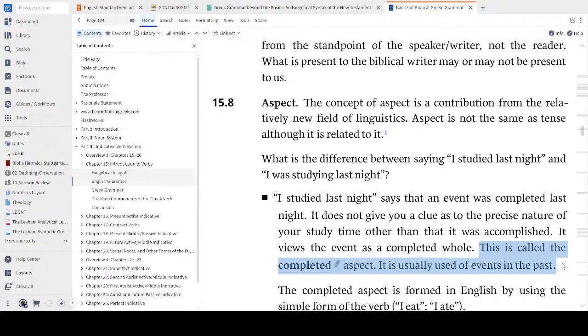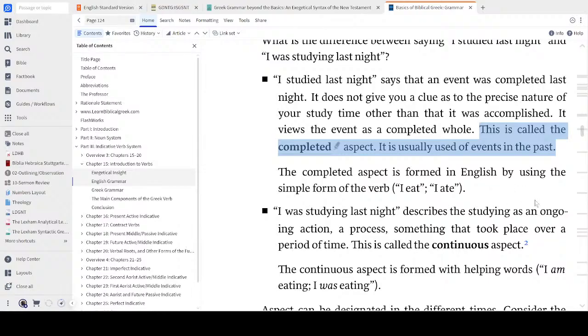You will also hear the phrase perfected aspect, not to be confused with the perfective tense. Perfective aspect is another interchangeable word to refer to a completed aspect. A completed aspect is formed by using the simple form: I eat turns into I ate. Something in the past. I'm already done with it.